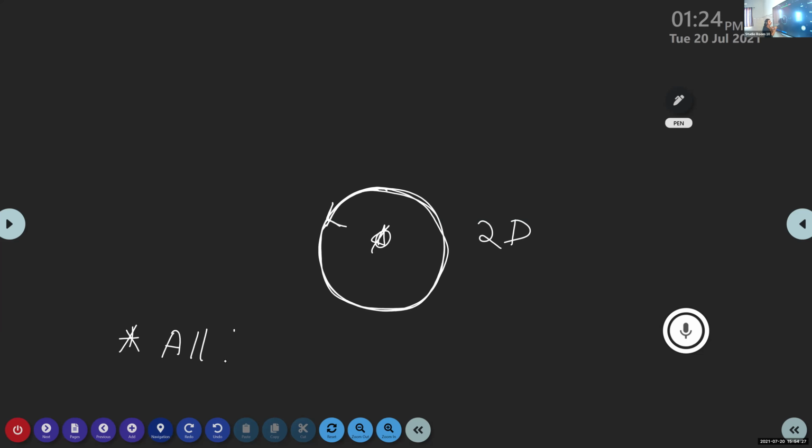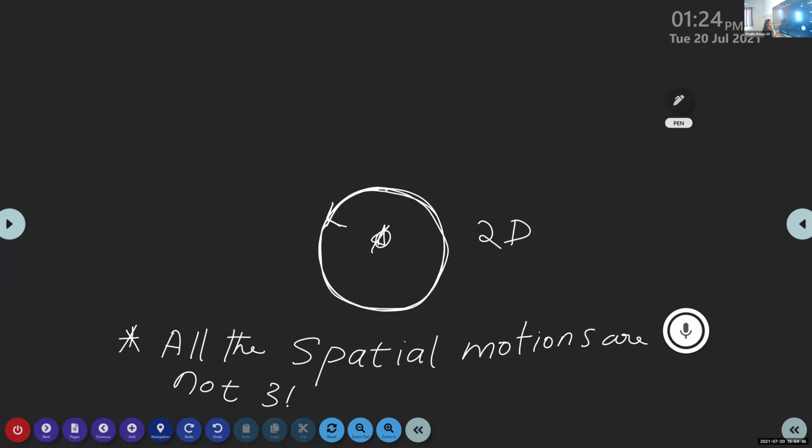All the spatial motions are not three-dimensional in nature. If the motion occurs through a fixed path, then it represents two-dimensional motion, not three.